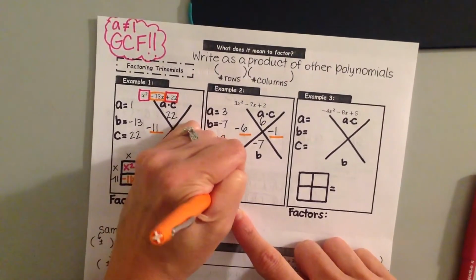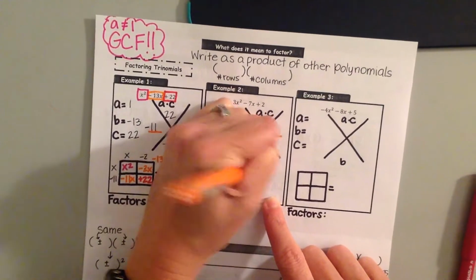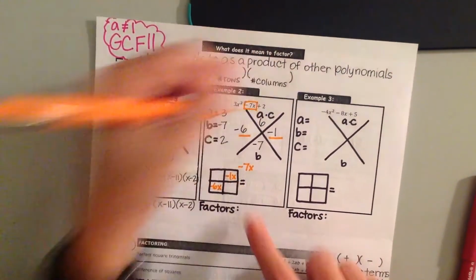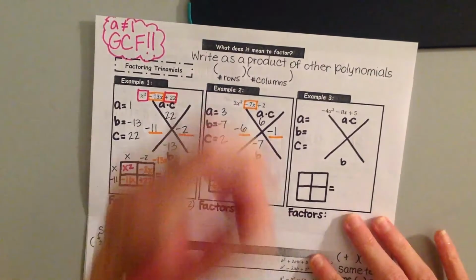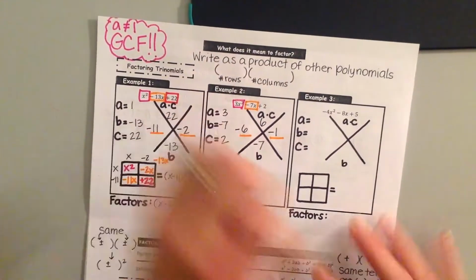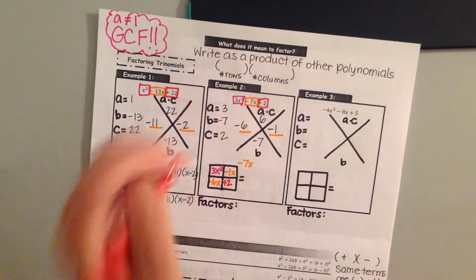So negative 6x, negative 1x. And again, those diagonal should add to your middle term in your original trinomial. And now I'm going to fill my boxes. So I've got 3x squared going in the top left box. And then I have plus 2 going in the bottom right box. And now I'm going to start filling in.